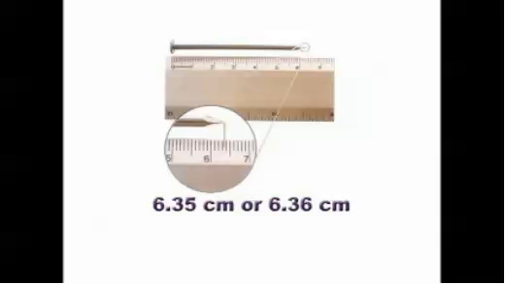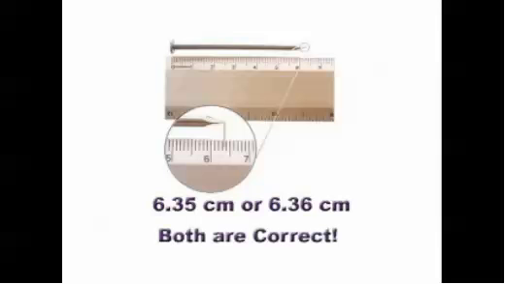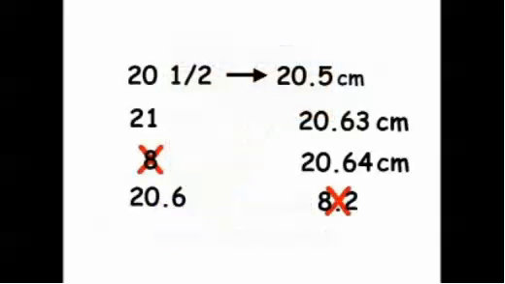One person might measure the length of this nail to be 6.35 centimeters. The next person might measure it to be 6.36 centimeters. Both answers are equally correct. Let's apply this information to our measurements of the width of our textbook.